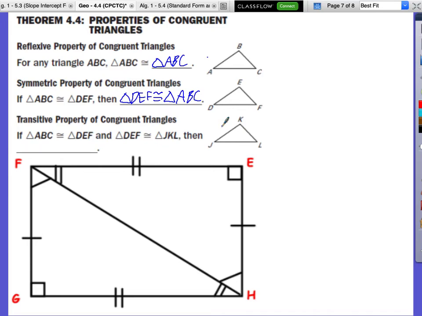Okay, transitive property. Who can tell me what this would give us if triangle ABC is congruent to triangle DEF, and triangle DEF is congruent to JKL? Then, Eric. Triangle ABC will be congruent to triangle JKL. Very good. The transitive property is where we say, hey, look, these triangles are both congruent to triangle DEF, so we'll cut out the middleman and go straight from the first to the third one. And we also have 3 of these congruent symbols in a row. Okay.